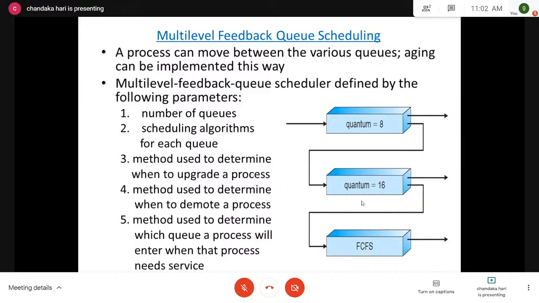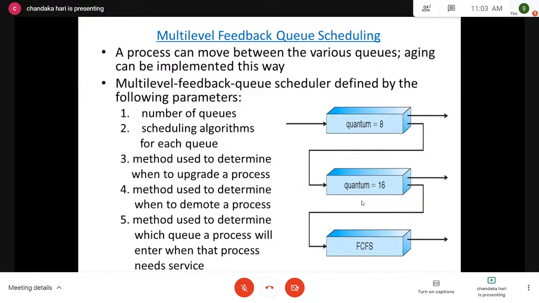Coming to the third one, the method of when to promote a process or when to demote a process. If a process is waiting for a long amount of time, according to the aging concept, you need to add priority and shift it from one queue to another queue. That implies you need to write a method which can be used to determine when to upgrade a process. Similarly, suppose one process continues utilizing the CPU time. After some amount of time, you need to demote that process. It is continuously running, so you need to give priority to other processes also. Then you need to write another method which can be used to determine when to demote a process.